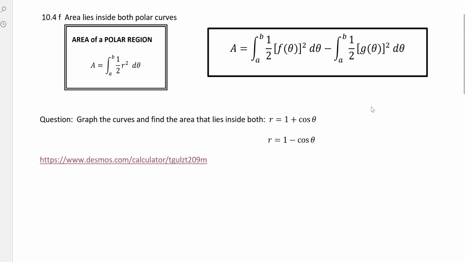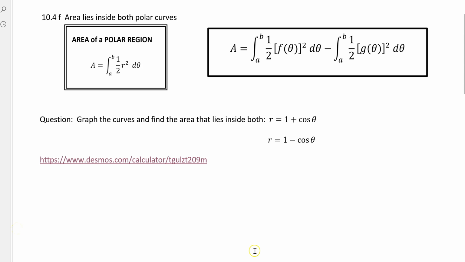All right, so this is our last one. And so on each of these, we've been looking at trying to find a certain area. So we're just looking at what sectors do we add up, and we need a starting and a stopping value, and which polar curve or curves are we using. So this one, we're going to be taking r equals 1 plus cosine theta and r equals 1 minus cosine theta and finding the area that's in both.